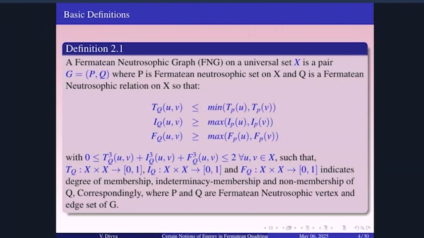Thus, the definition of Fermatean neutrosophic fuzzy graph on a universal set X is a pair J = (P, Q), where P represents the vertex set and Q represents the edge set, and these are the edge conditions to find the values, with the condition that 0 ≤ T^3(U,V) + I^3(U,V) + F^3(U,V) ≤ 2. That is, the sum of the cubes of truth, indeterminacy and falsity should lie within the range of 0 and 2. Here T represents truth, I stands for indeterminacy and F stands for falsity.